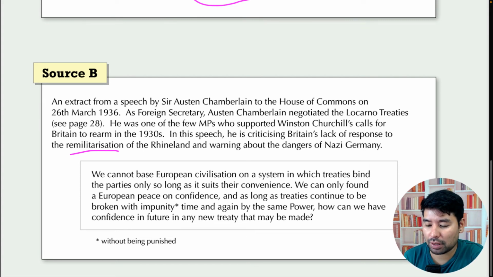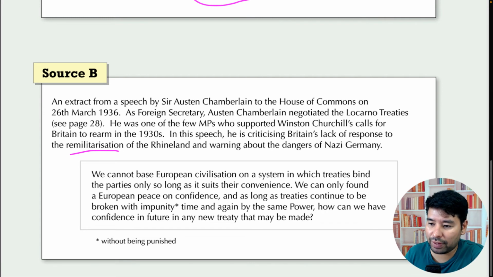Okay, and then we have here the sentence. "We cannot base European civilization on a system in which treaties bind the parties only so long as it suits their convenience. We can only found a European peace on confidence, and as long as treaties continue to be broken with impunity, time and again by the same power, how can we have confidence in future in any new treaty that may be made?" If we don't follow what was supposed to be followed in the treaty, how can we trust in the future?